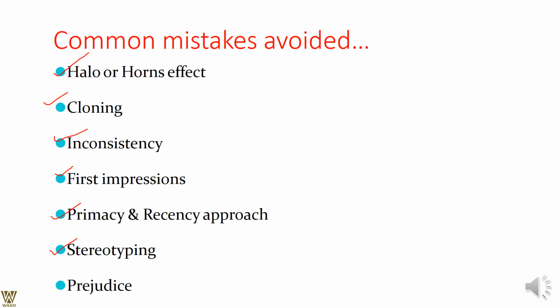We have stereotyping, wherein people with black skin, people with white skin, people with long hair, people with tattoos are judged by such labels. If you stereotype people with such kinds of requirements, you end up with a very biased approach, and that is what prejudice is all about. These are the most common mistakes that we need to avoid.